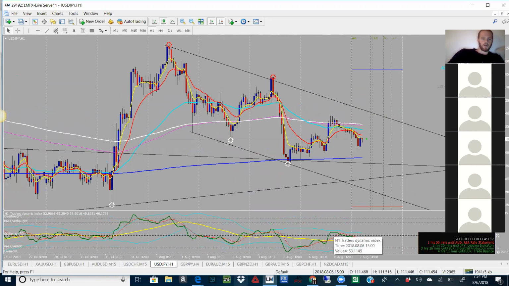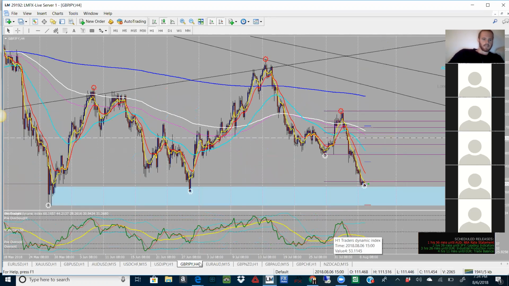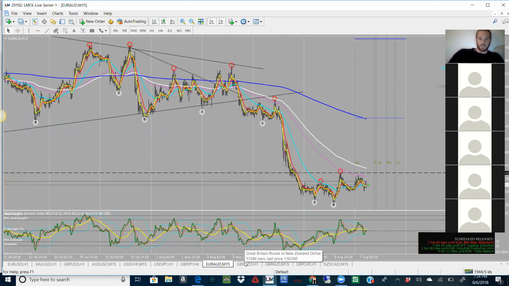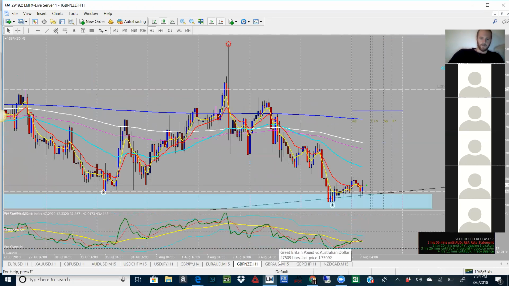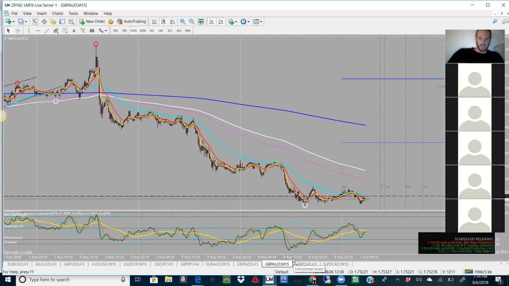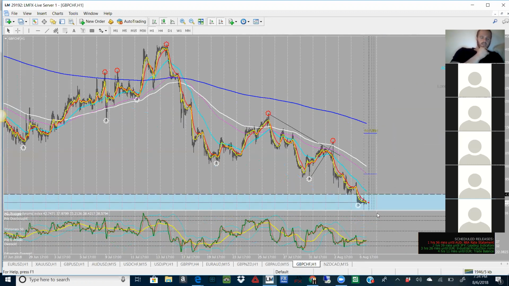Most of them are in limbo, but expect a lot of continuation down for most of the USD pairs. GJ pair, JPY pairs, EA is definitely going to be dropping. That one you guys can hold long term. GZ potentially could shoot up or drop down depending on what it does here. GA is continued sell, and G cheap is a continued sell with a stop on high. That's what we're looking for.